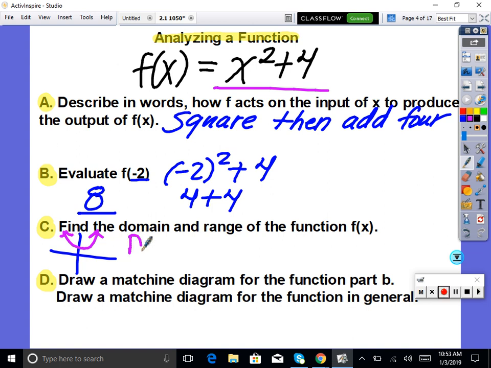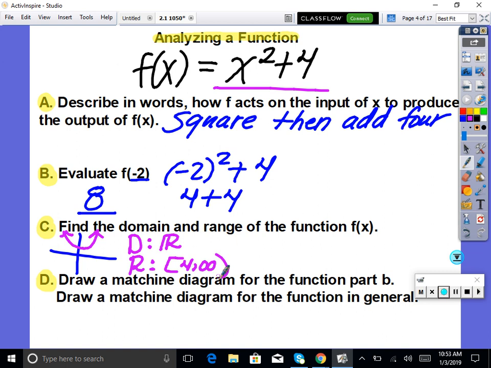So a rough sketch of that would look like this, would it not? Okay, well then the domain's easy. Where's the domain? What's our input? Where's it growing from left to right? Yep, negative infinity to infinity. We can plug in anything to a quadratic. So all real numbers or negative infinity to infinity. Our range, if you have a rough sketch, is really easy. It is 4 to infinity. Good.